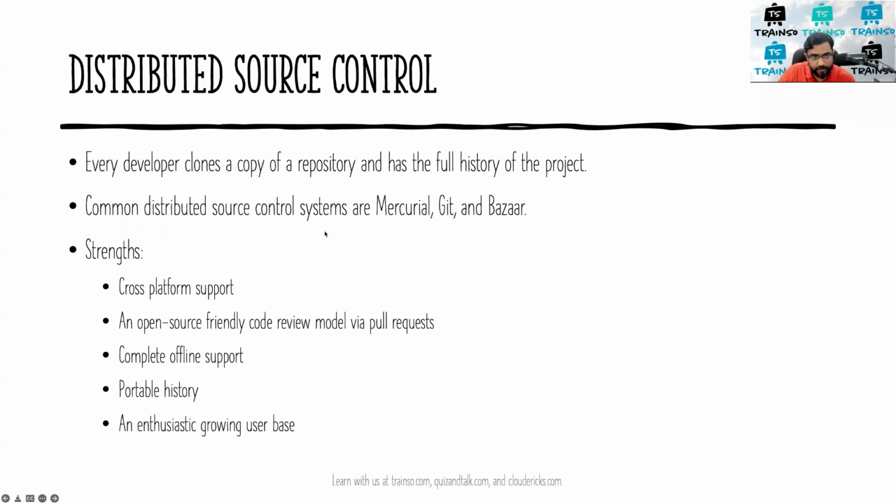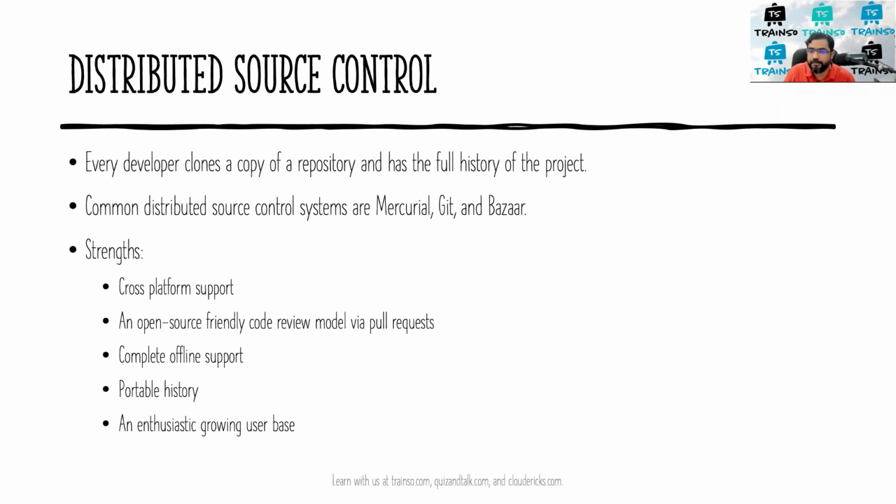Then comes distributed source control, which is very popular these days. Every developer clones a copy of the repository and has the full history of the project. So with the centralized, the whole history is only part of one central repository. But here, every developer clones a copy of that whole thing into their system. So you have the full history of things, similar to what you have with centralized in your central server. With a central server, all history is only there in one central server. So here, all history is part of your clone.